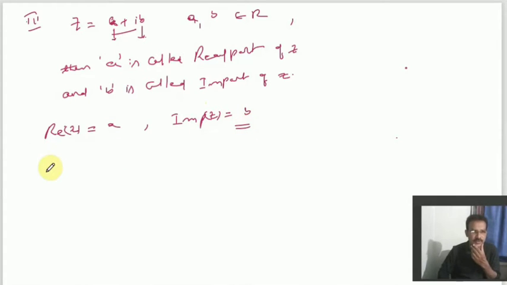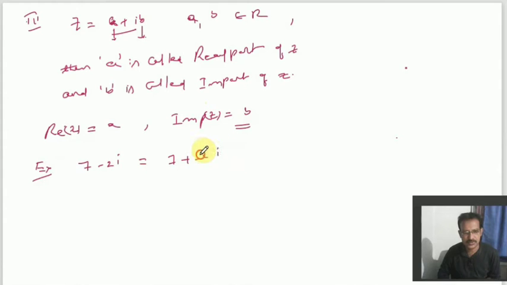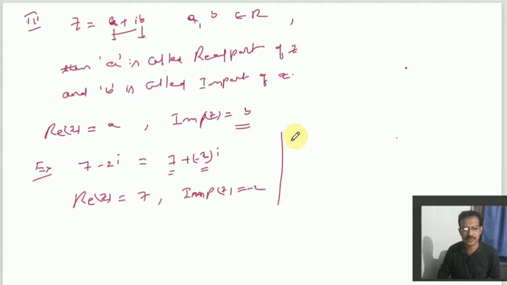So whenever a number is in the form of a plus ib, suppose 7 minus 2i, it is a complex number. By writing in the form of a plus ib, 7 plus minus 2 into i, here a is equal to 7 and b is equal to minus 2. That is, real part of z is equal to 7 and imaginary part of z is equal to minus 2.